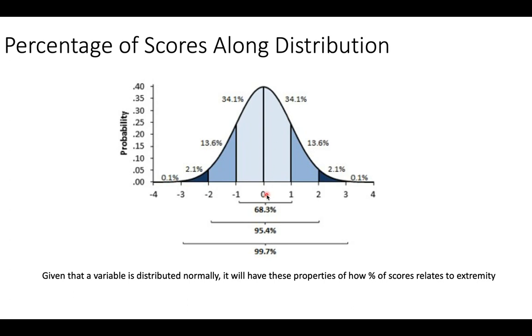Right? We can say that 50% of people are above the mean, but we can also say that 34.1% of people are between the mean and one standard deviation above the mean. We can say that 13.6, roughly give or take, percent of people have a score between 1 and 2 standard deviations above the mean. And then the curve is symmetrical, so the same is true going below the mean. You have 34.1% of people between the mean and 1 standard deviation below the mean as well.